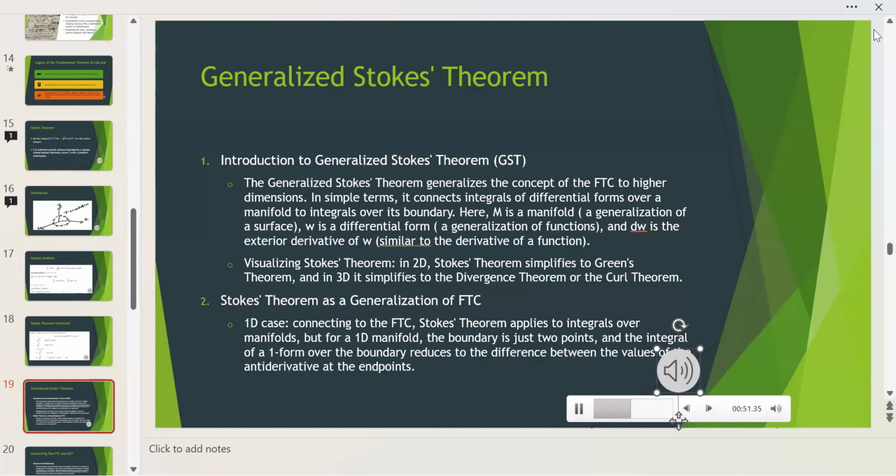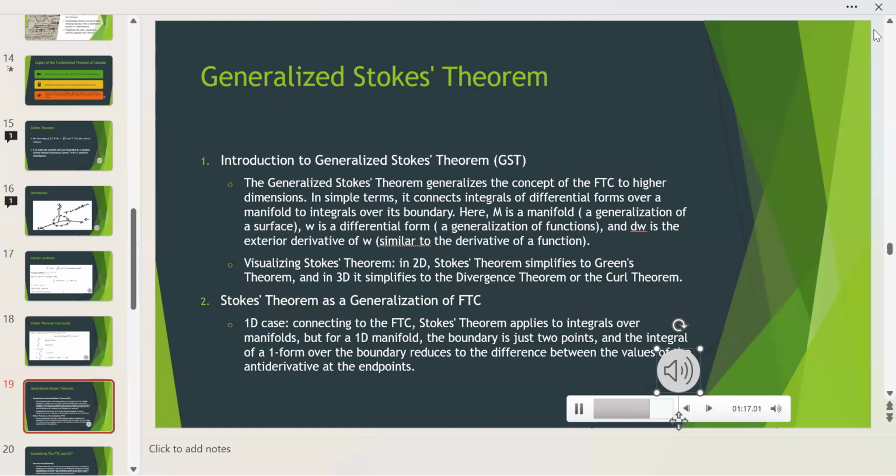I will allow students to visualize Stokes' theorem. In 2D, Stokes' theorem simplifies to Green's theorem, and in 3D, it simplifies to the divergence theorem or the curl theorem. Second, Stokes' theorem as a generalization of the fundamental theorem of calculus. In the 1D case, I will connect to the fundamental theorem of calculus.